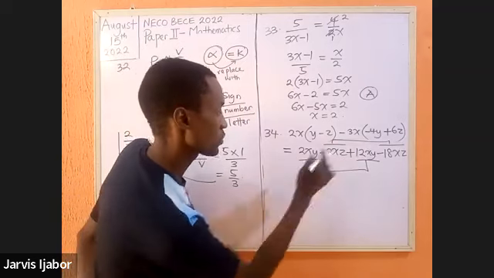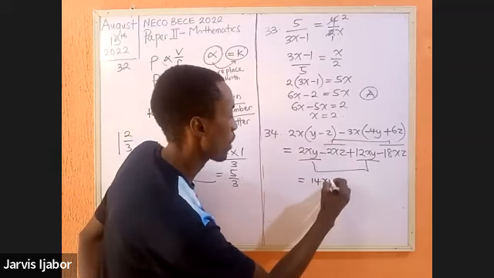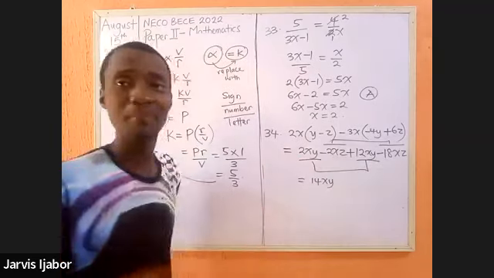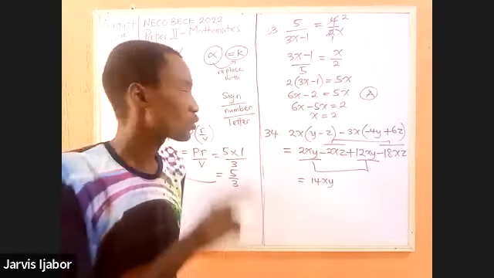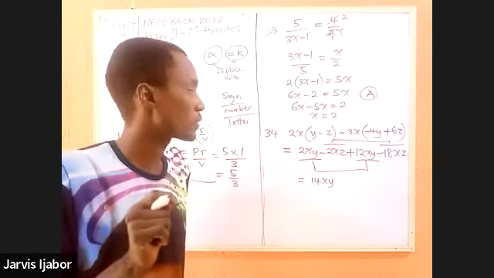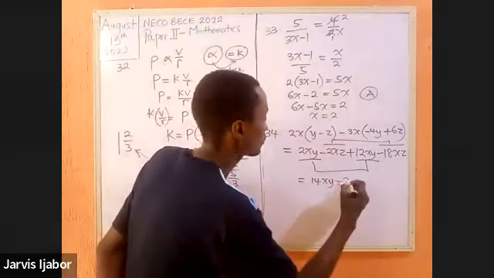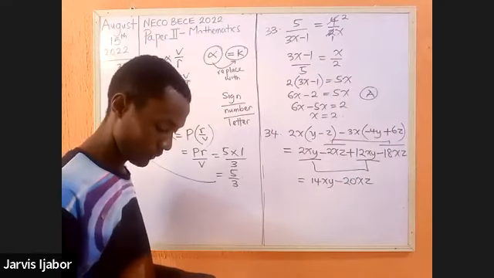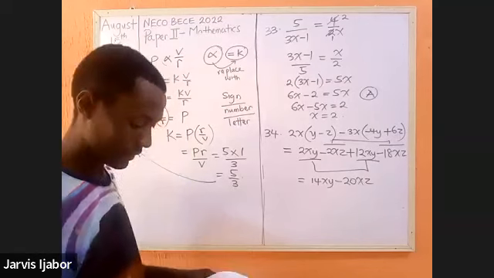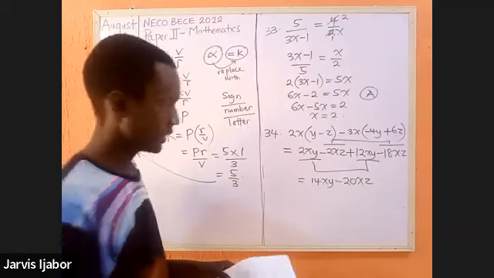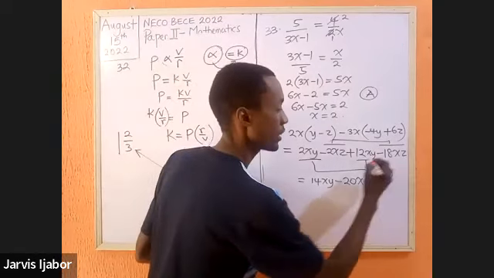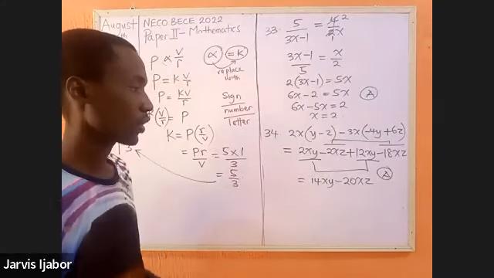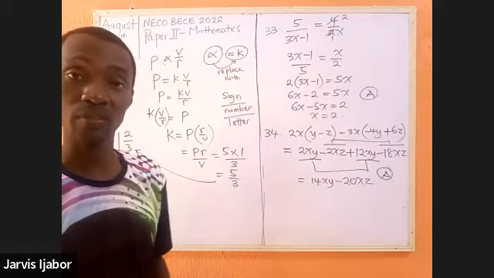So I'll treat them. Look at it carefully. This plus this will give me what? 14xy. Negative suggests that I'm adding. So 2 plus 18 will give me what? 20. That's negative 20xz. So the next thing I will do is to check my options if there's anything like that. And if you look at that, A becomes the correct option for that question. All right, so that takes care of question 34.